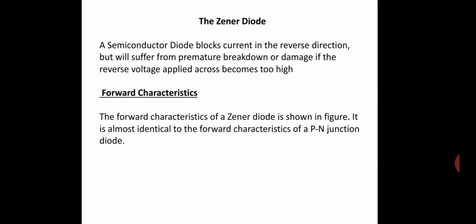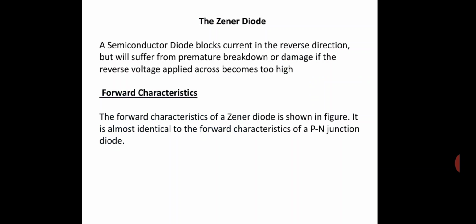A semiconductor diode blocks current in the reverse direction but still suffers from premature breakdown or damage if the reverse voltage applied across it becomes too high. A diode operates in forward bias. In the reverse direction, the current does not flow in a simple diode.